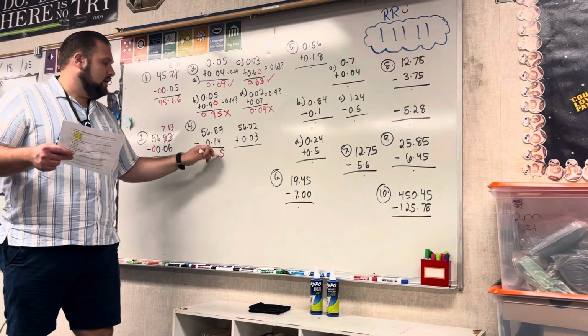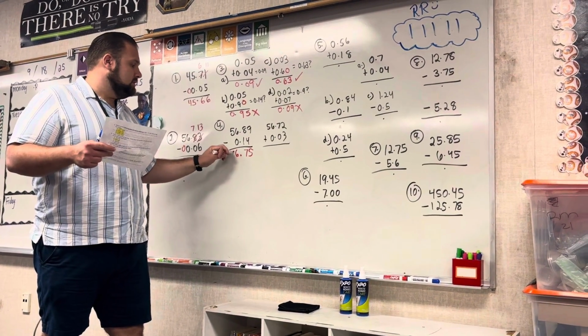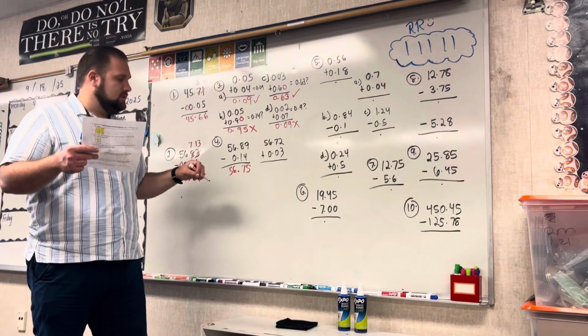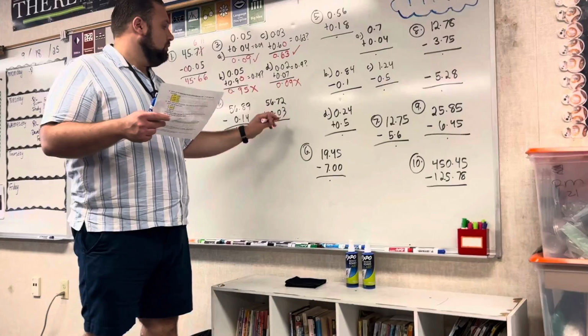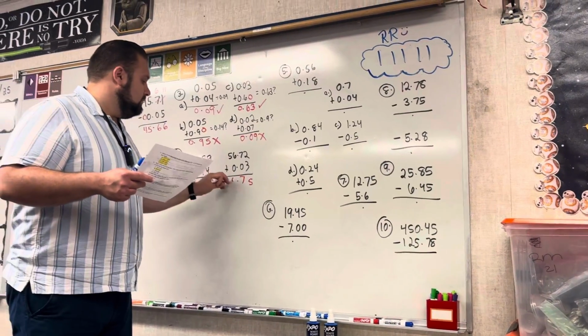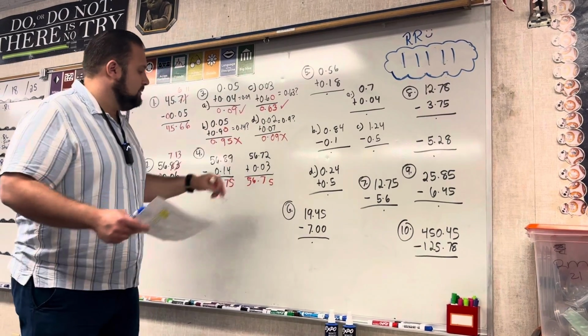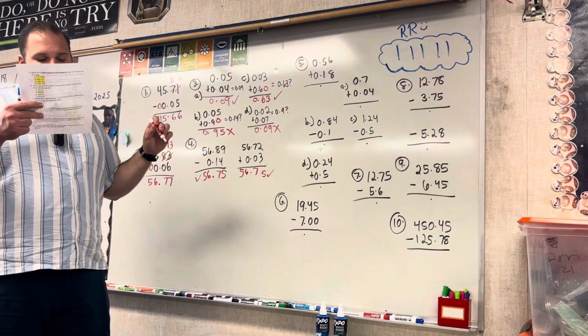9 minus 4 is 5. 8 minus 1 is 7. 6 minus 0 is 6. And 5 minus 0 is 5. That equals 56.75. So yes. For B, 2 plus 3 is 5. 7 plus 0 is 7. You get 6 plus 0, which is 6. And 5 plus 0, which is 5. That also equals 56.75.